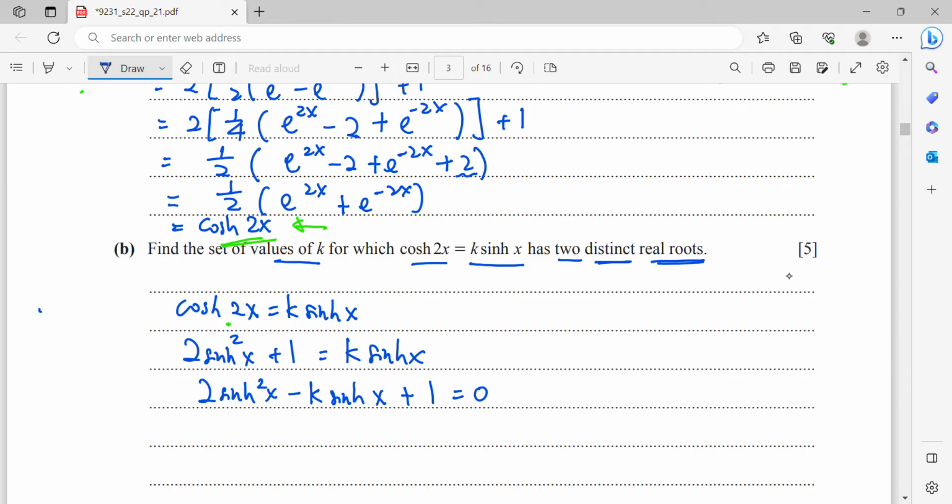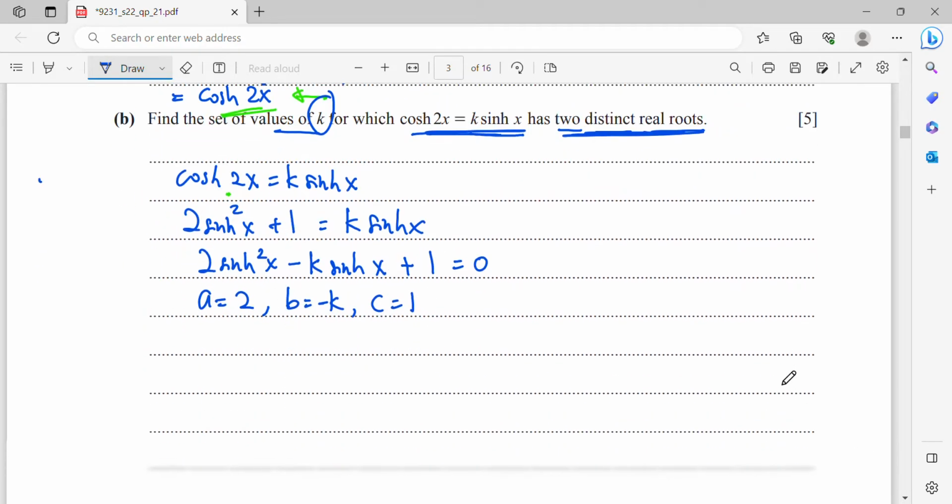Okay, so now when you factorize this, no, the question is asking to find the k. We are not solving for sin x, right? We are solving for k. So when this equation has two distinct real roots, it means that the discriminant must be more than 0. So I need to write down the coefficients for all the terms. The coefficient for sin square x is 2. Then the coefficient for sin x is minus k, which means my b is minus k. Then the constant is 1.